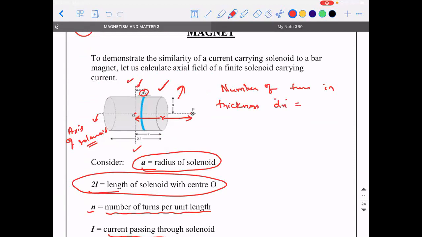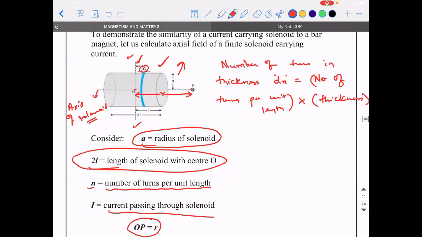Will it not be equal to the number of turns per unit length into thickness? So what are the number of turns per unit length? It is small n into how much is the thickness of it? It is dx. I hope you understood this. Yes, sir. So these are the number of turns that are present in this blue color shaded portion.